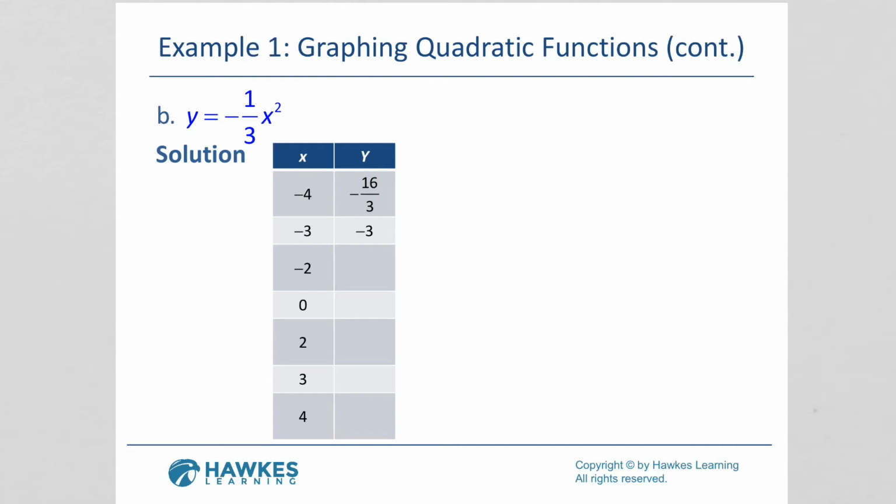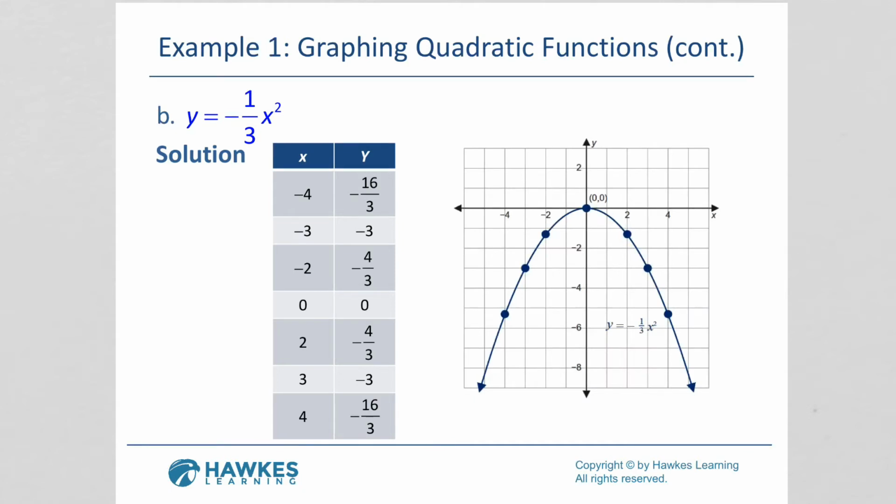When I plug -3 in, I get -3. When I plug -2 in, I get -4/3. When I plug in 0, I get 0. When I plug in 2, I get -4/3. When I plug in 3, I get -3. And when I plug in 4, I get -16/3. So here is your graph. And once again, you have -4, -16/3, -3, -3, -2, -4/3, 0, 0, and then you have the symmetry on the other side.